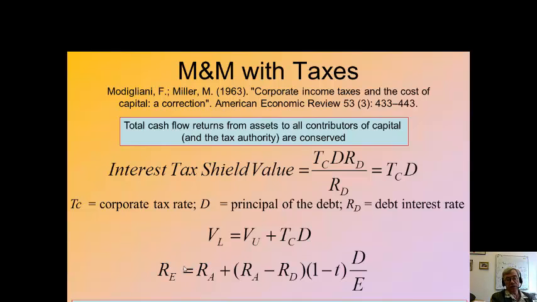Plugging those values into the cost of equity formula, we find that M&M with taxes says that the cost of equity is equal to the return on the unleveraged firm, the cost of equity for the unleveraged firm, plus the debt spread, times 1 minus t, times the debt-equity ratio. So we can see that the after-tax cost of equity increases with leverage, but it doesn't increase as fast as it would have increased without taxes, because money that's gone to the tax authorities now stays with the investors and is not a deadweight cost to the company.